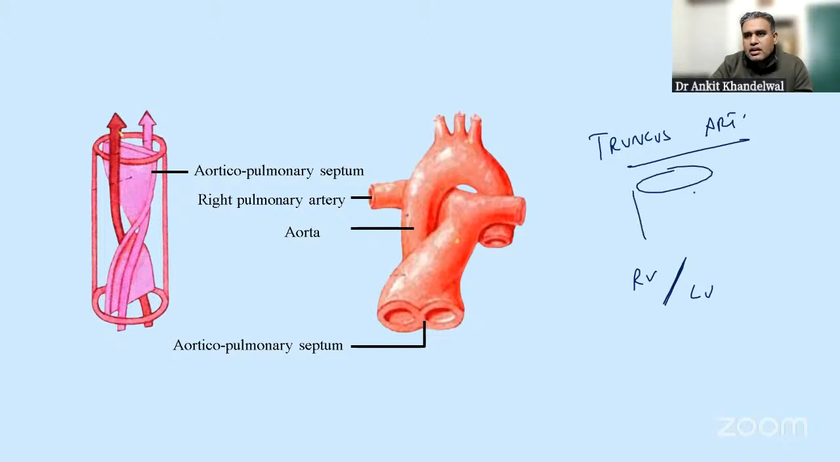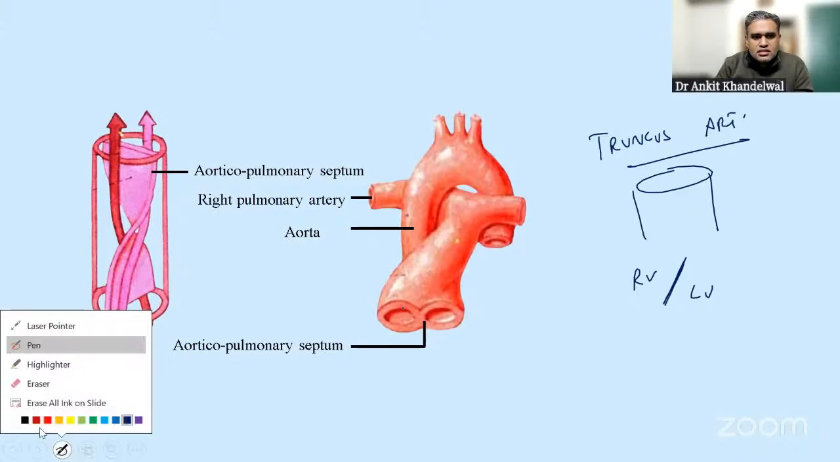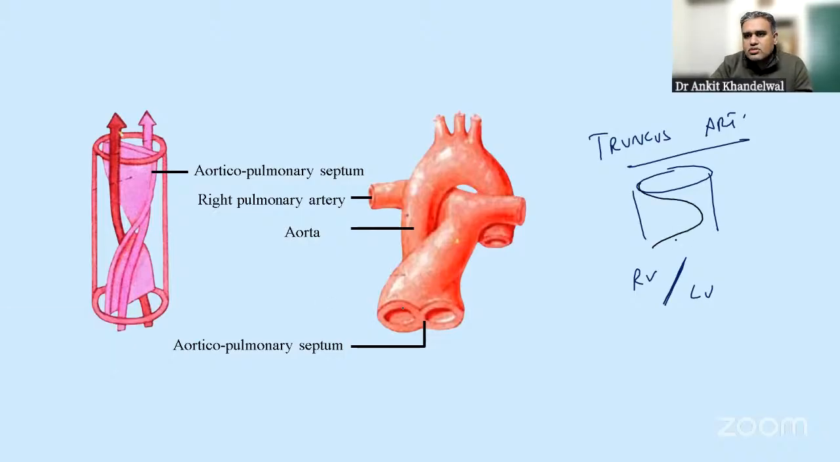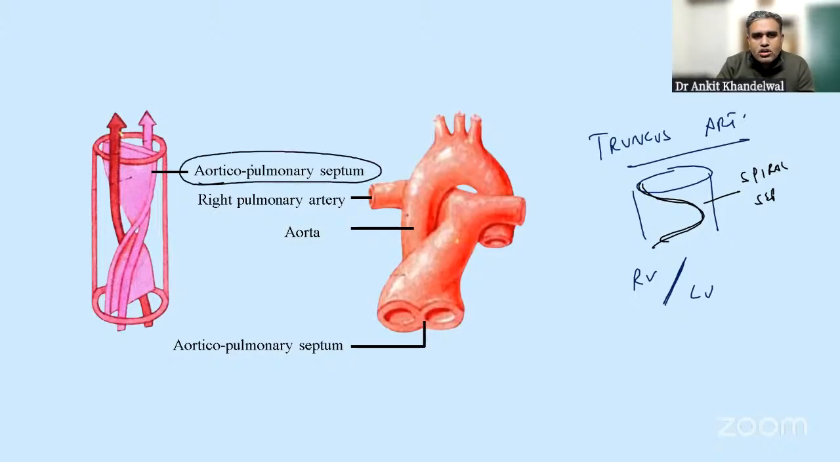That is a common truncus arteriosus, but you need a septum, and that septum goes like this in a 180-degree manner. As I said, it is a spiral septum. Can you see, that is also known as the aorticopulmonary septum. This is the same spiral septum. You can see how it is rotating now. It is normal.